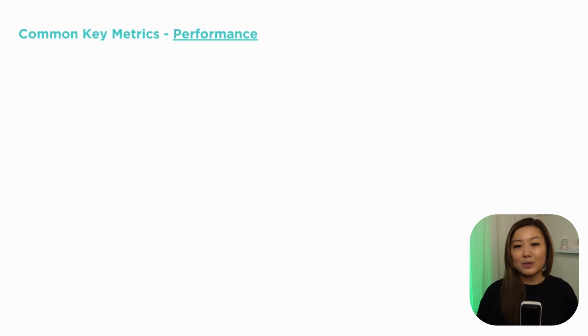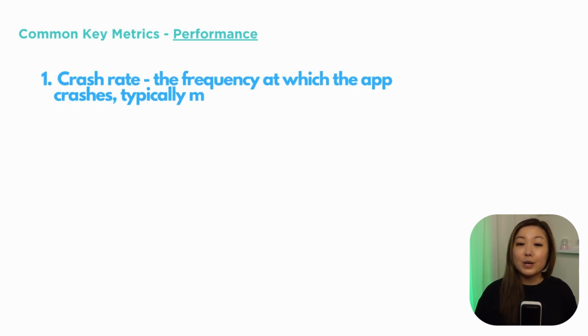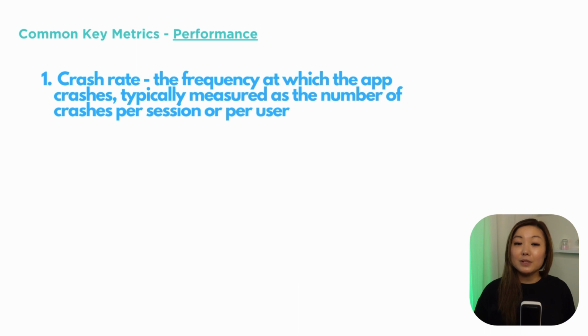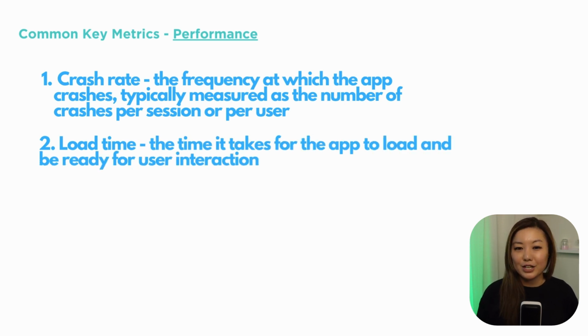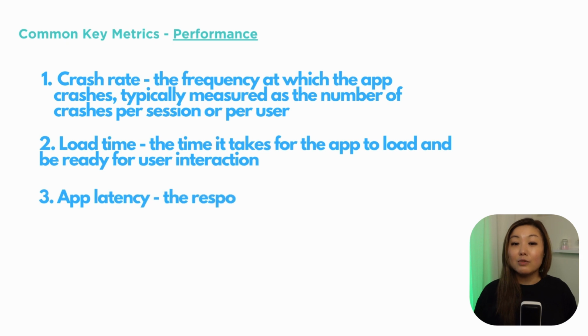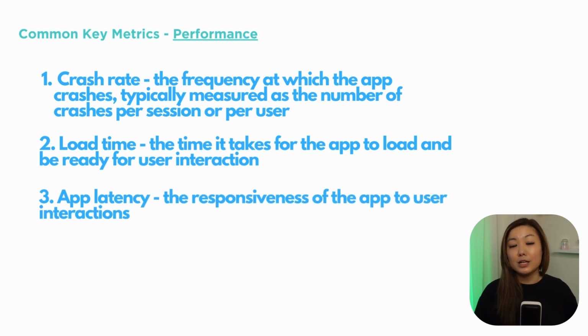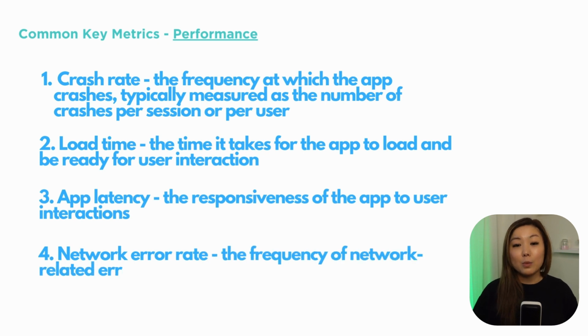Then we look at performance, starting with crash rate, the frequency at which the app crashes, typically measured as the number of crashes per session or per user. Load time, the time it takes for the app to load and be ready for user interaction. App latency, the responsiveness of the app to the user interaction. Network error rate, the frequency of the network-related errors encountered by users.